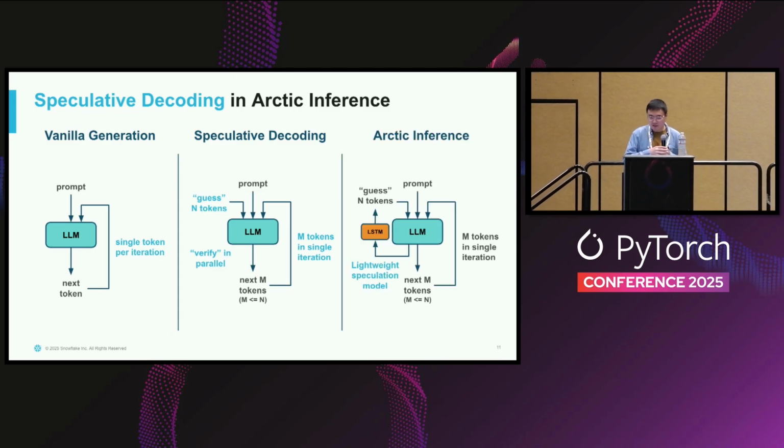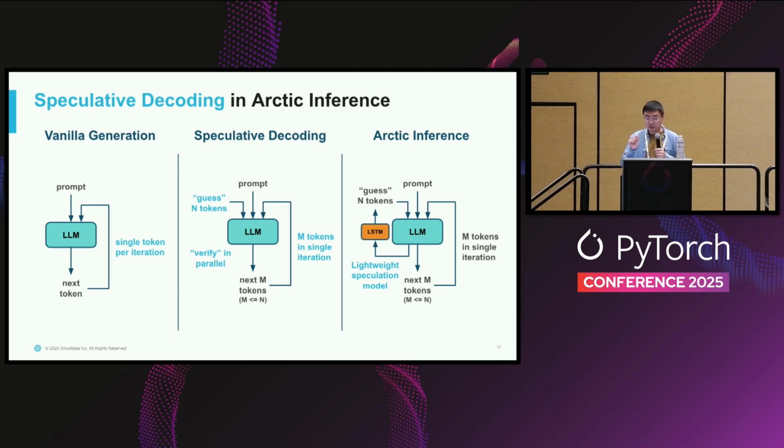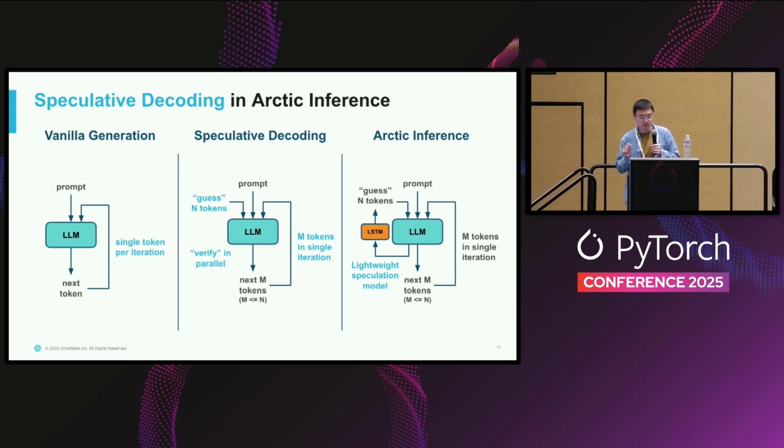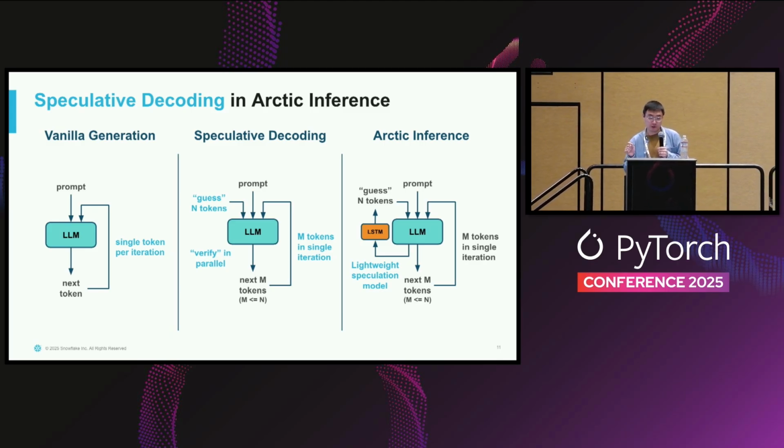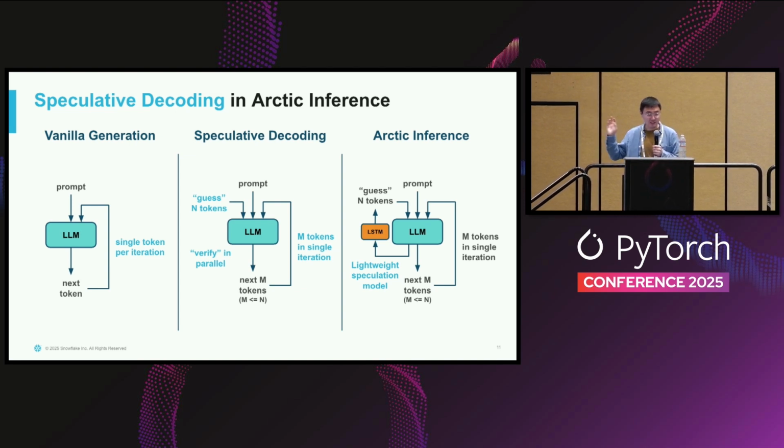So the question now is, how do we generate the actual guesses? In Arctic Inference, we use a pretty simple method. We use a different, lightweight model. This model is attached to the end of the LLM and uses the hidden state outputs from the LLM. It uses those states to predict the next few tokens. The particular model we use is an LSTM, which is very small and fast. We found this method to be simple, but also very effective.